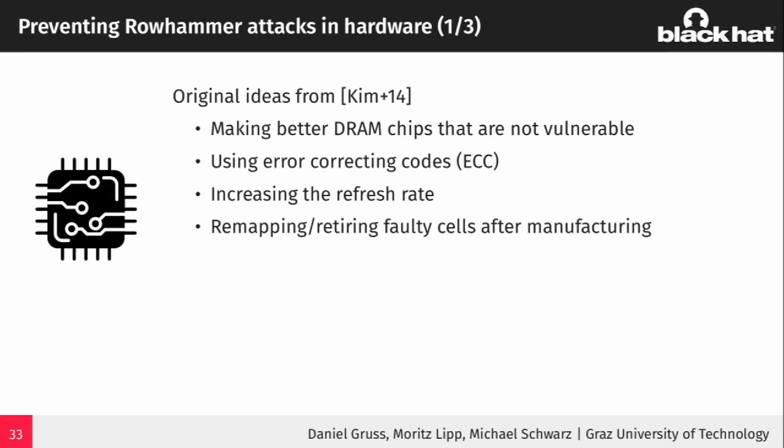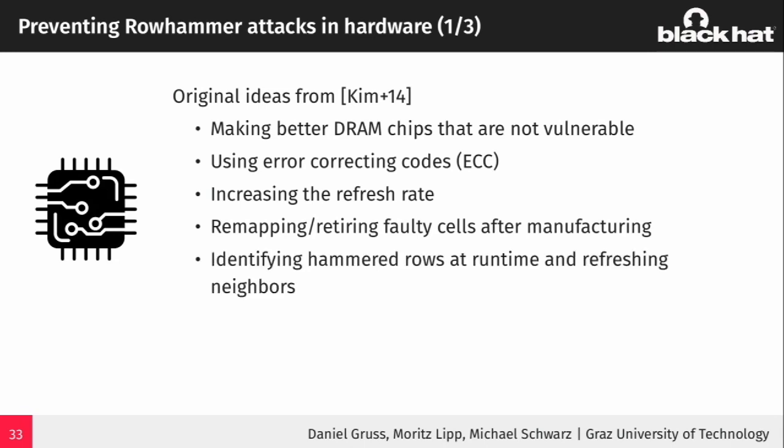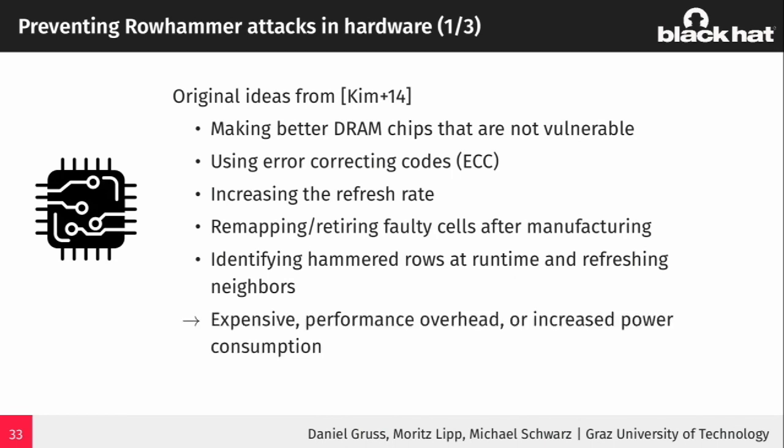In addition, we could, after manufacturing, check if there are any cells that are vulnerable to the row hammer attack and try to remap them or retire them so that they are not used. Or we can identify hammered rows at runtime and try to refresh them automatically so that you cannot induce any bit flip. But all of those are in hardware. They're either expensive, there's a performance overhead that comes with them, or also we increase the power consumption. And for instance, on mobile devices, we do not want to do that because we want our phones to last longer.